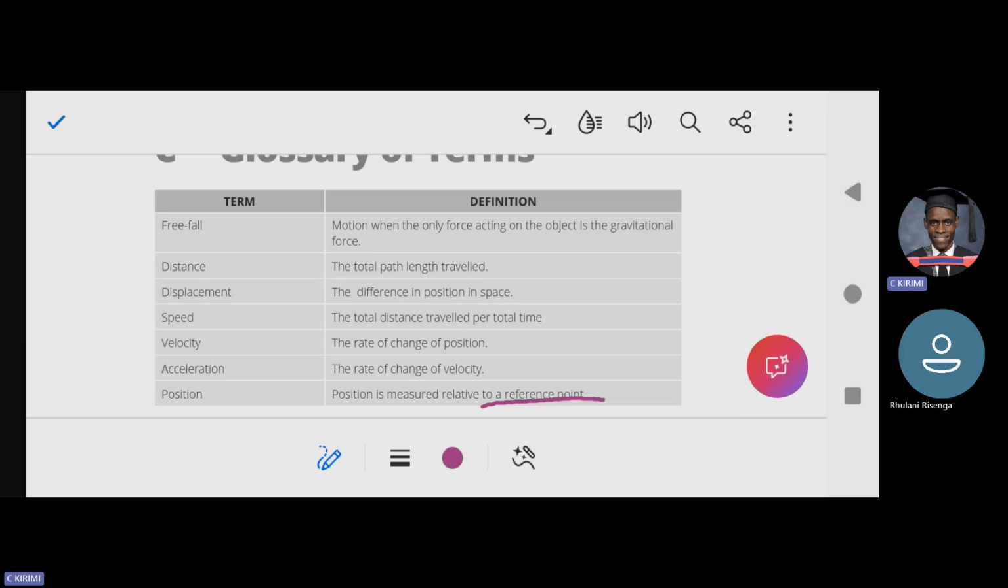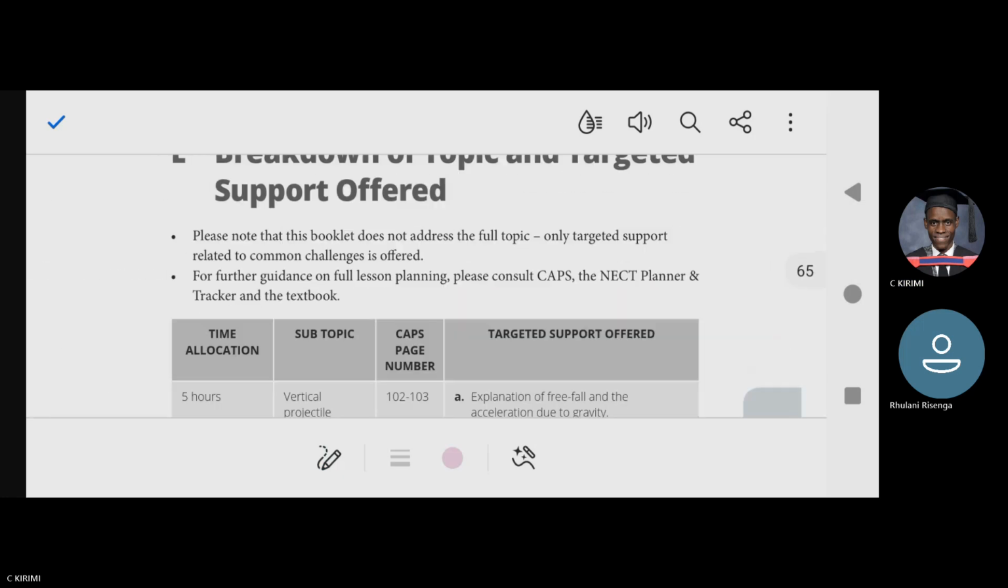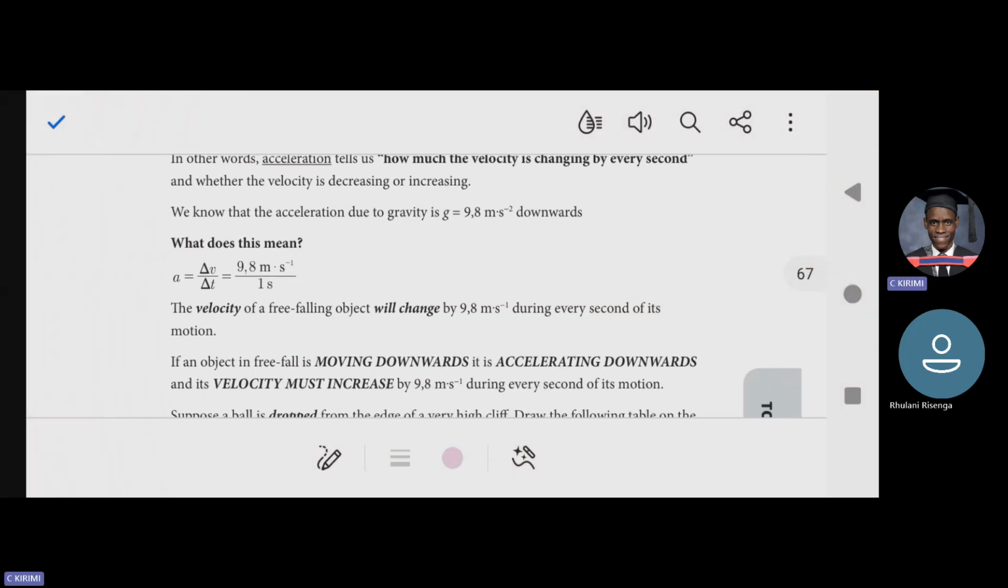Otherwise, it will take you out. That change in Y is determined with reference to the reference point. So free fall is an object which is experiencing just one force, which is the gravitational force. Let's have one problem to solve.